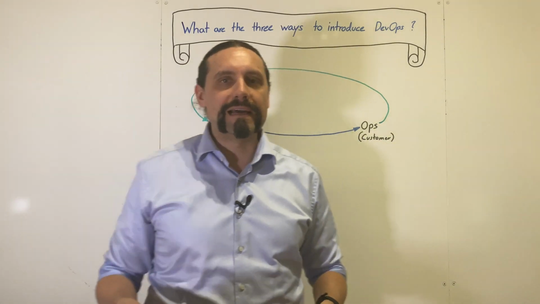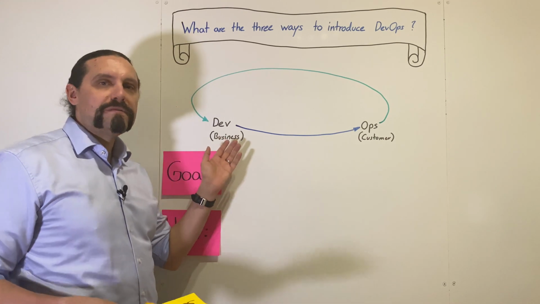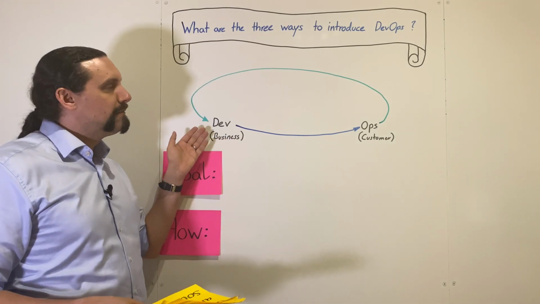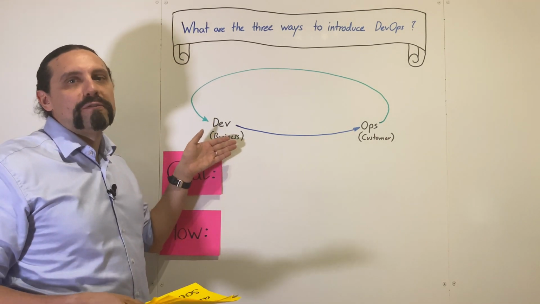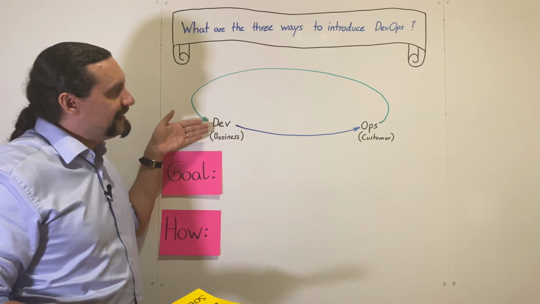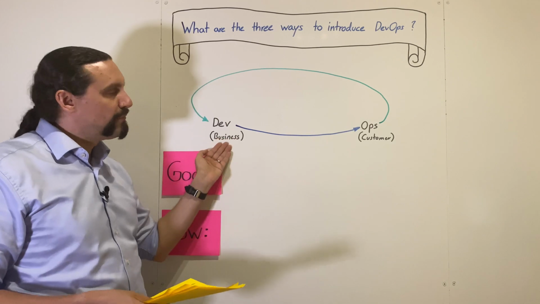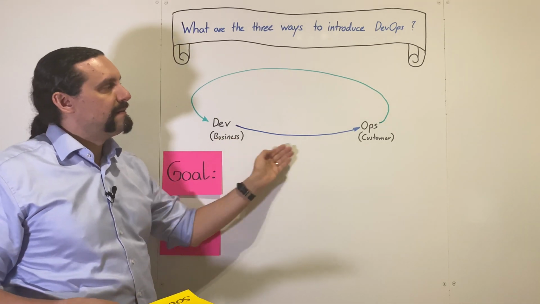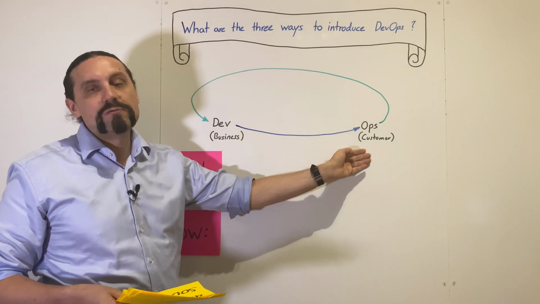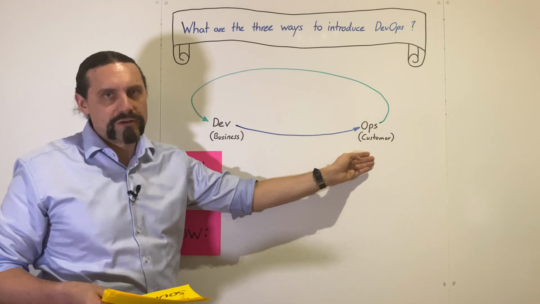Let's quickly recap. In my first video I showed you how the first way of introducing DevOps works. It is getting value as fast as possible from the development or from the business into the operation, to the customer or into the production.